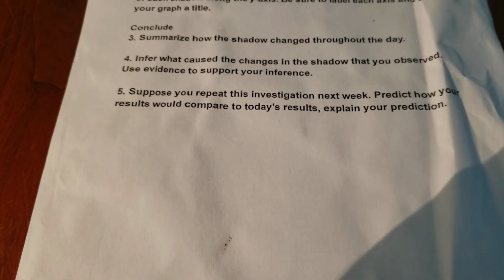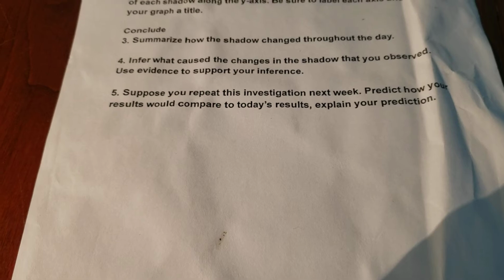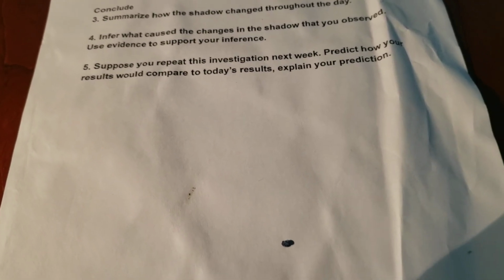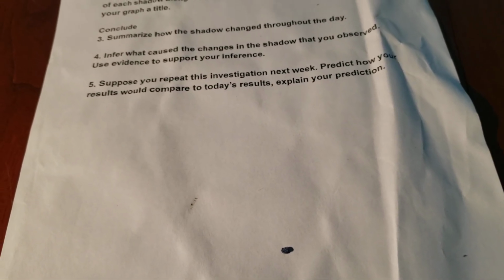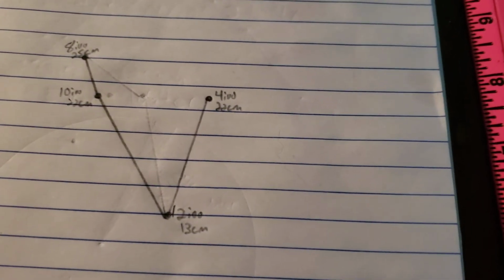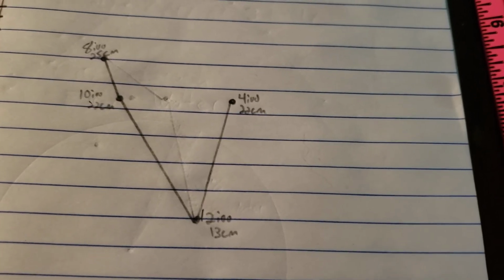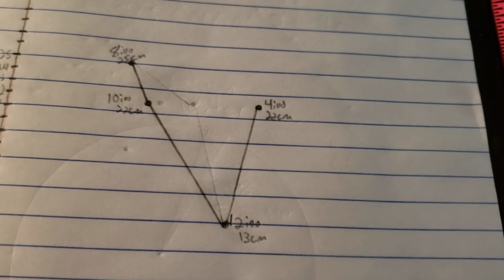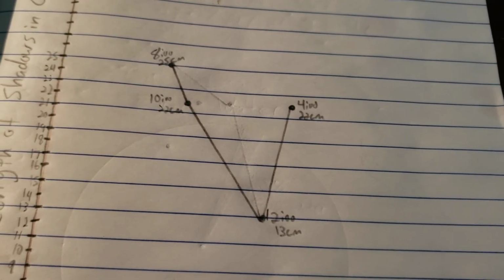So number 5, suppose you repeat this investigation next week. So if we were to do this on a different day again, predict how your results would compare to today's results. Explain your prediction. So do you think they'd be different, or do you think they would be the same? Is there any reason they should be different? Does the day and night cycle of the Earth change? Or does it repeat itself every 24 hours?